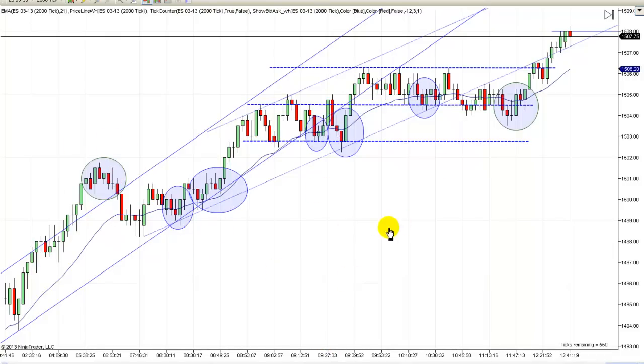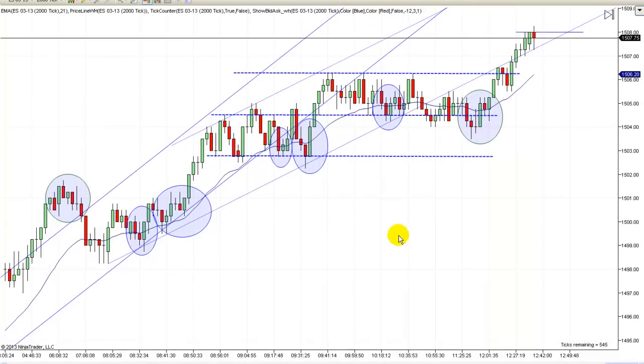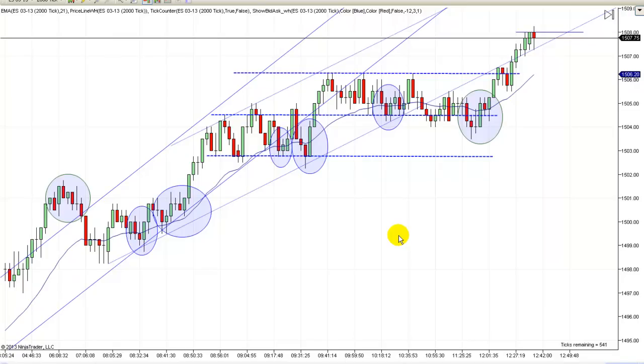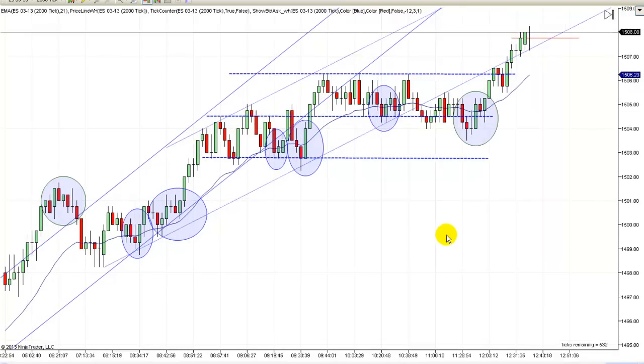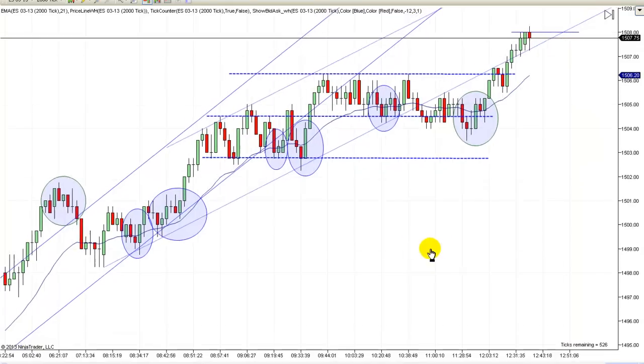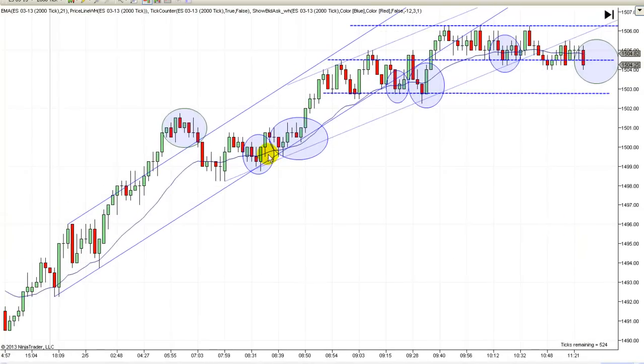If it's a red circle, it was a valid short. And if it's in green, it means it met our criteria, but it's much more aggressive, and it's not really recommended for unprofitable or less experienced traders. But let's talk about our first trade here.